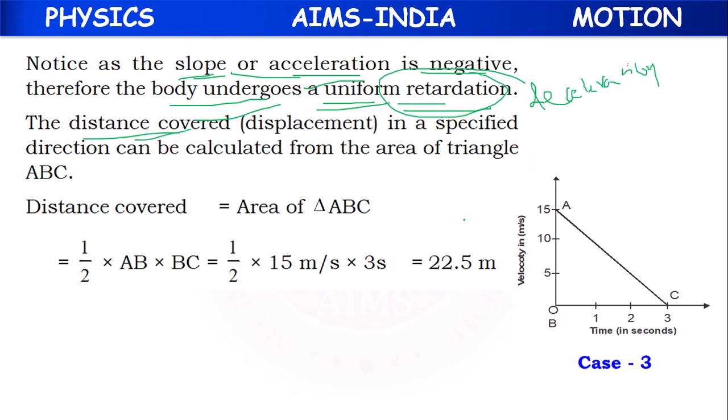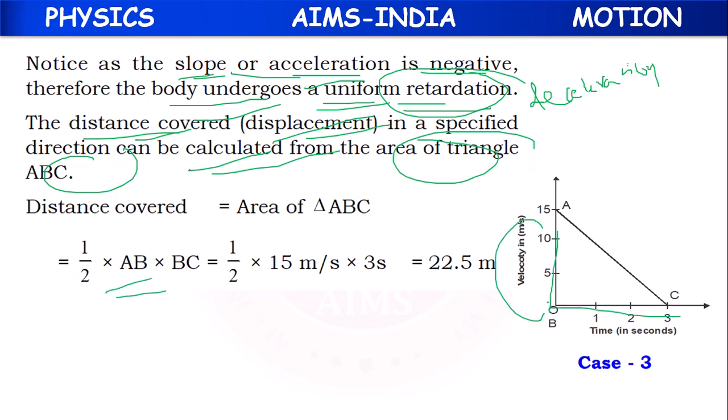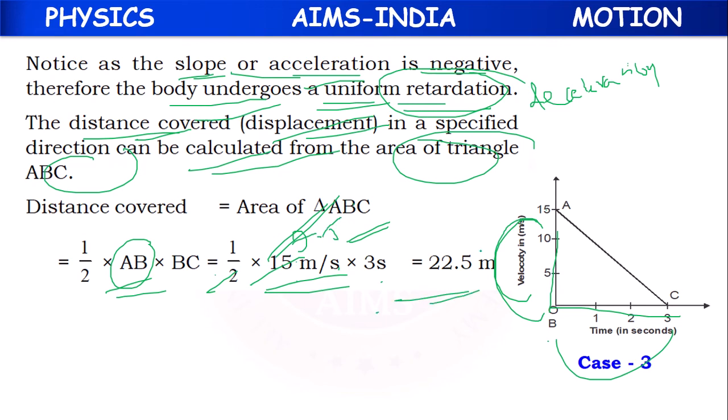So the distance covered in a specified direction, which means displacement, is given by the area of triangle ABC, where half into AB into BC. So half into AB value. While calculating AB value, only the magnitude is enough. 15 to 0, the difference is 15 units. No need to take minus 15 here. So BC, 3 seconds. So half into 15 into 3 seconds. 7.5 times 15, 7.5 into 3, 22.5 meter. So this is about the third case.